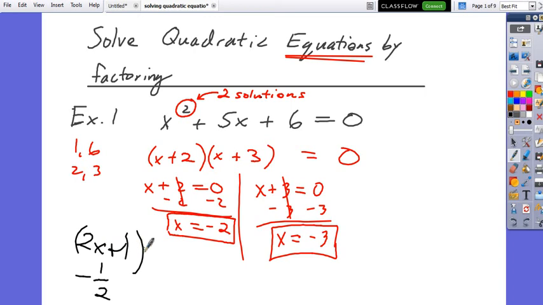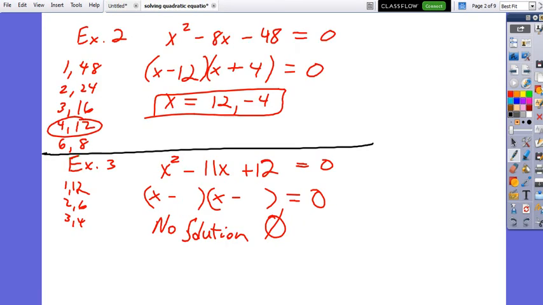All right, let's look at another slide. Okay, here are two more examples. Copy these down. Okay, so in example 2, we're doing the same thing. We're factoring. We get x minus 12, x plus 4. So x equals 12 and negative 4. That's all there is to it. But you've got to show me this step where you're factoring, equal to 0.